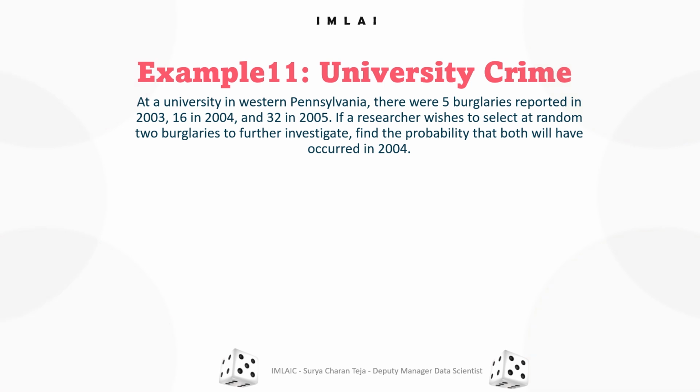If a researcher wishes to select at random 2 burglaries, he randomly will select 2 burglaries to further investigate. Then find the probability that both will have occurred in 2004 only. Your total sample space would be 5 plus 16 plus 32, but he was interested in 2004 only.